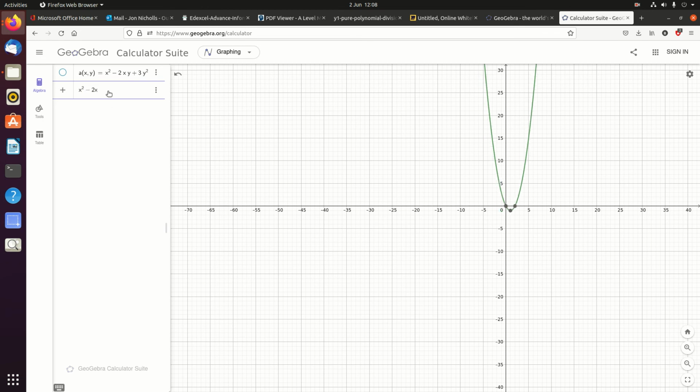Minus 2xy plus 3y squared equals 50. Let's see if it works this time. There we go. I don't know why it didn't work last time.